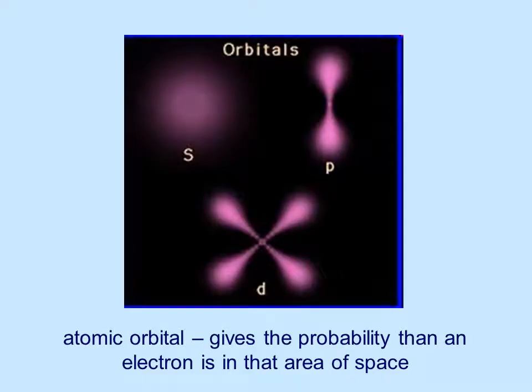Now, we're going to see that there are different configurations of electrons, and they're in what we call orbitals. An atomic orbital simply gives the probability that an electron is in that area of space. That means that the electron in, say, an s orbital is likely to be somewhere in this sphere. An electron in a p orbital is more likely to be somewhere in this dumbbell shape, and a d orbital gets more complex, and then there are f orbitals, which are just totally unbelievable.